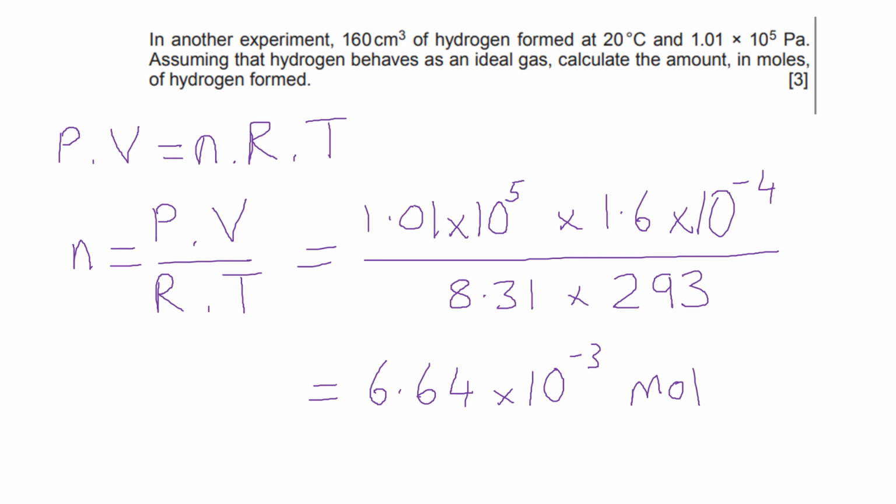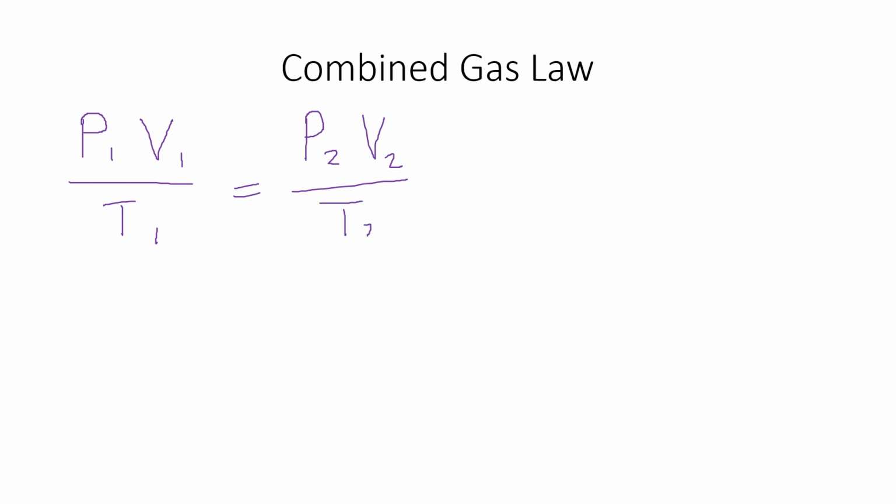Okay, so we're going to move on to a combined gas law now. Now this is where you take a gas and you do something like change the temperature, or you change the pressure, and you see how it affects one of the other properties. Now the equation is written like this, so you've got P1 times V1 over T1 is equal to P2 times V2 over T2. And we're going to see how we can use this to solve problems.